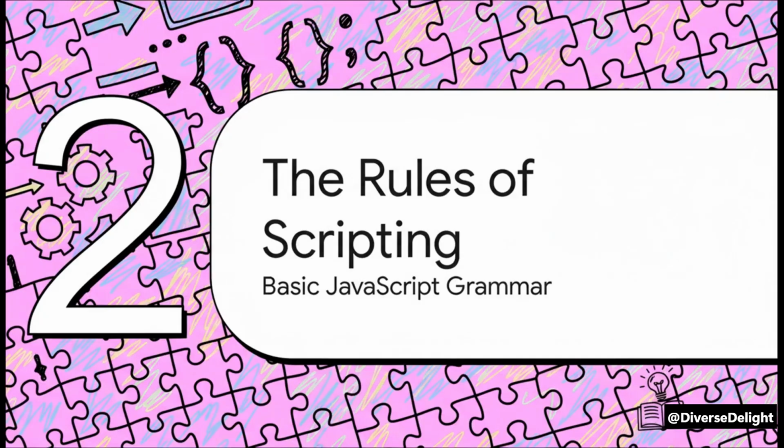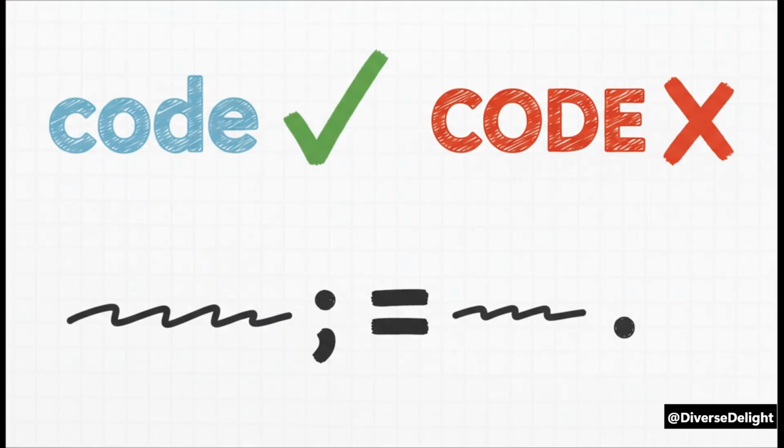Now, just like any language you might learn, JavaScript has its own grammar rules. And honestly, getting these basic rules down is the key to writing code that actually works. So let's look at the two most important rules every beginner absolutely needs to know. Here they are, the two big ones. First, JavaScript is case sensitive. That means a lowercase document is a valid command, but an uppercase document is nothing. The computer sees them as two completely different things.